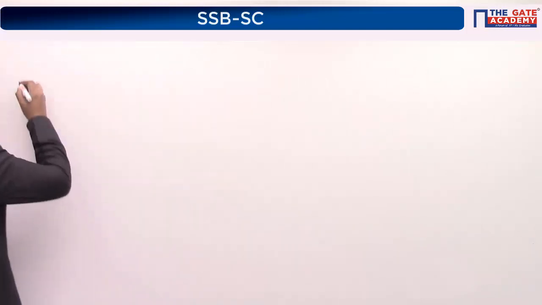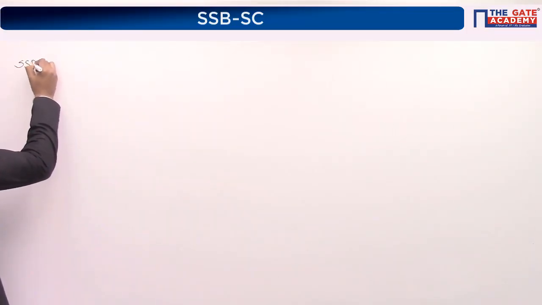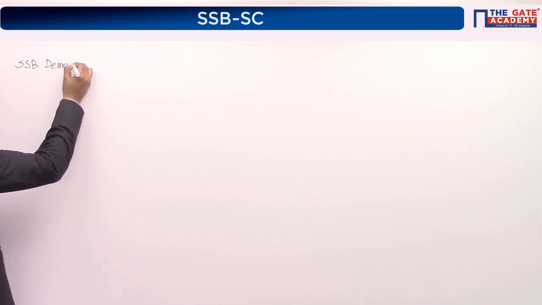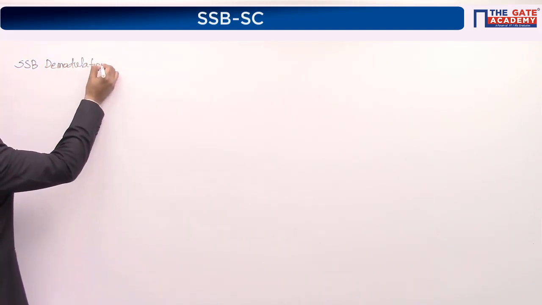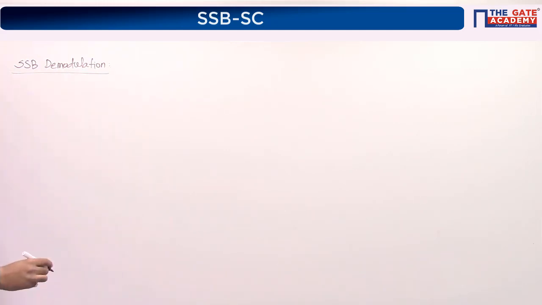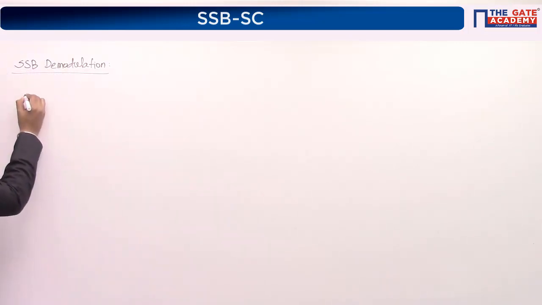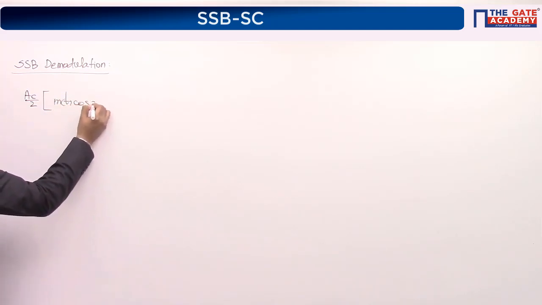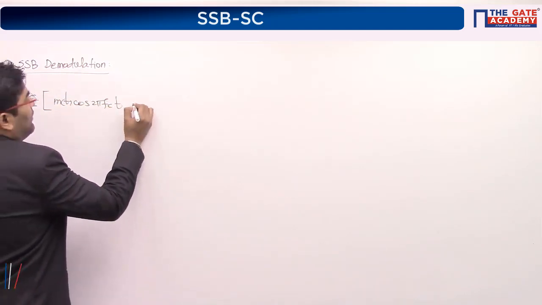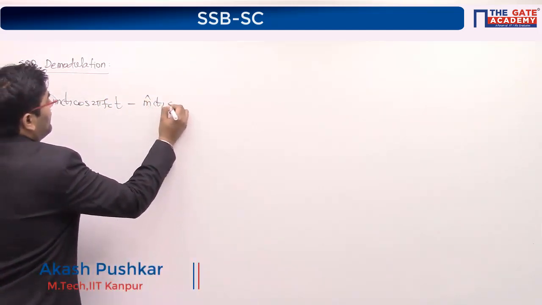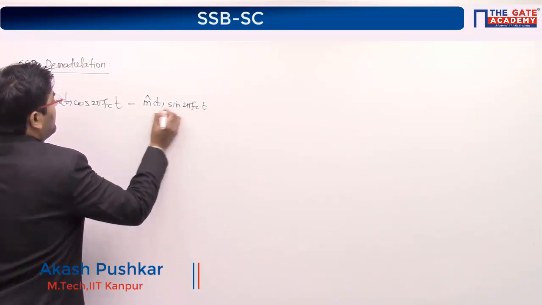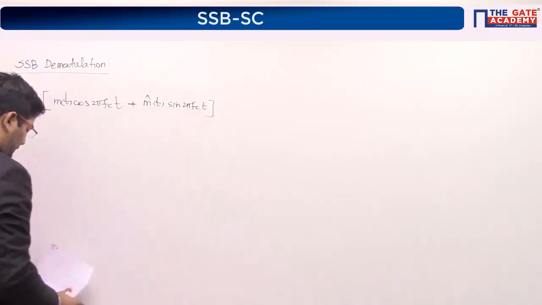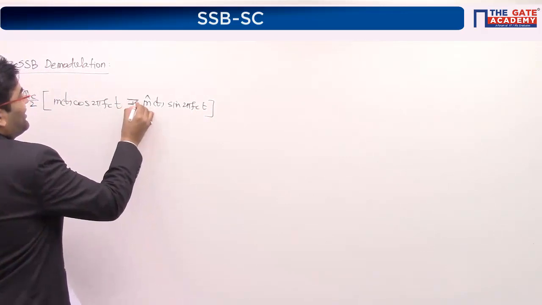Last bit in this, let's complete it. Put the heading SSB demodulation. Okay. So, if you take Ac by 2, m(t) cos 2 pi fc t minus m hat(t) sin 2 pi fc t, or let's take plus, no, doesn't matter, right? Or you can also take minus plus, no problem.